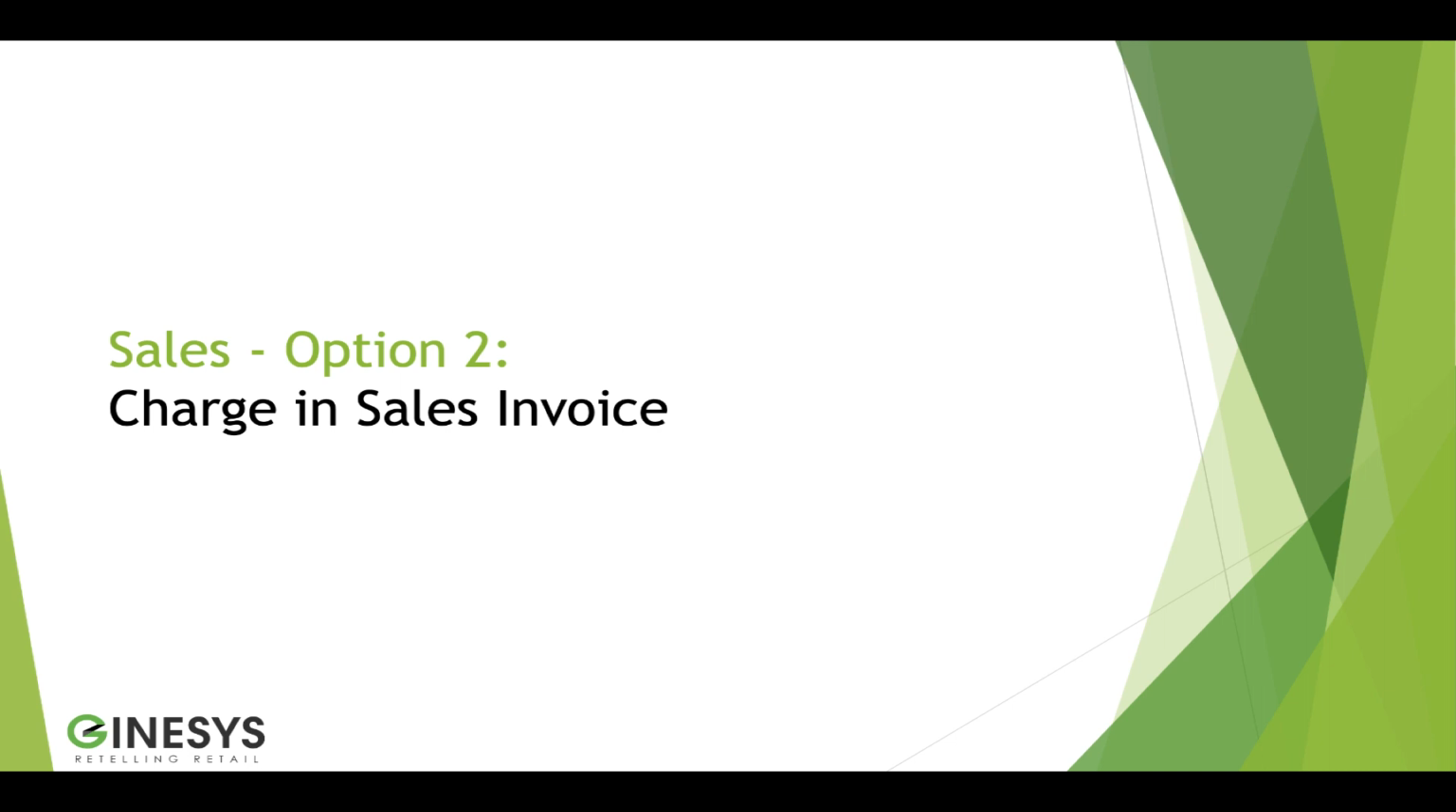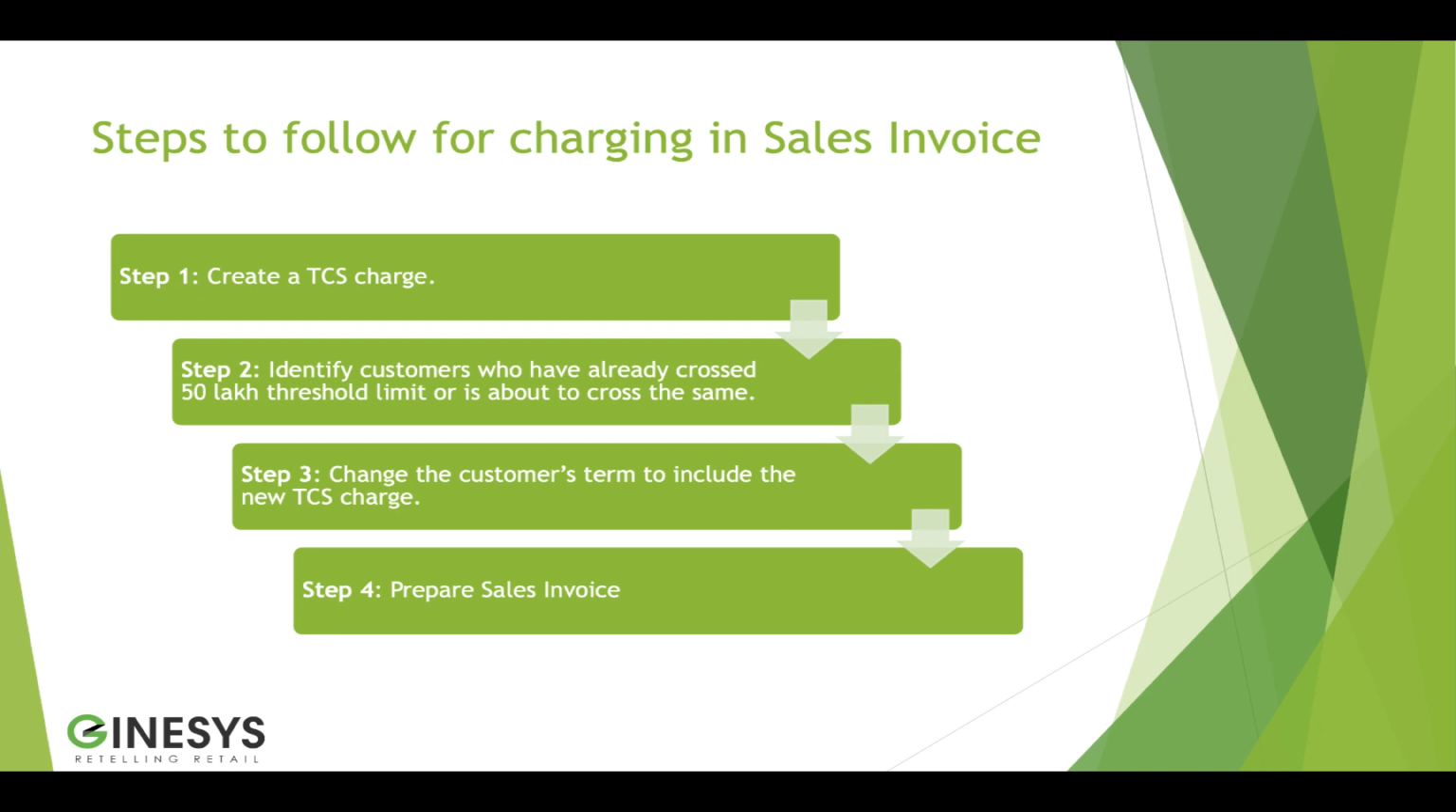Now let's move on to option 2, that is charge in sales invoice. The steps for charging in sales invoice are that you first need to create a TCS charge, identify the customers who are eligible for making a TCS payment, change the customer's term as per the applicability, and then prepare a sales invoice. Now let's see how we do that in the system.